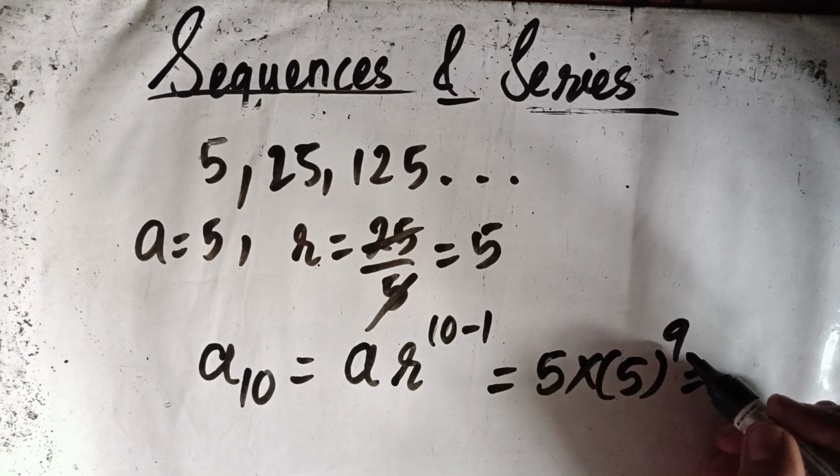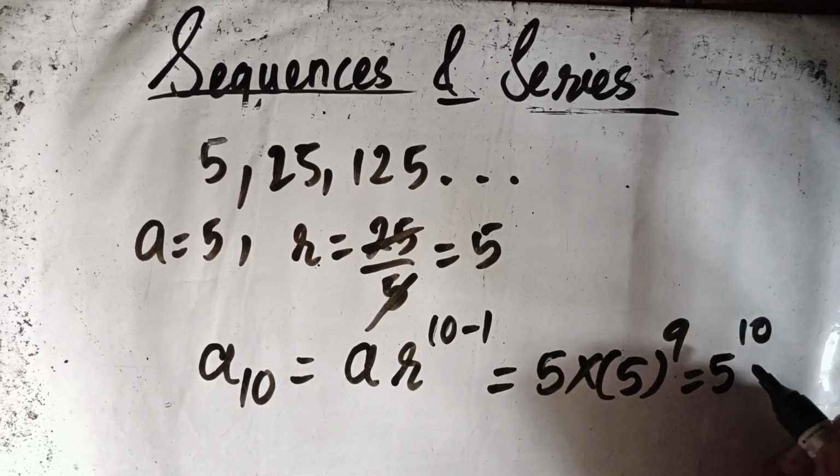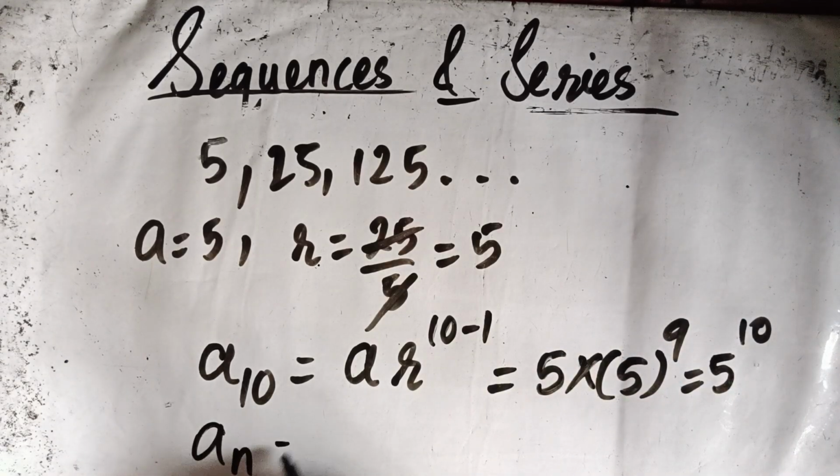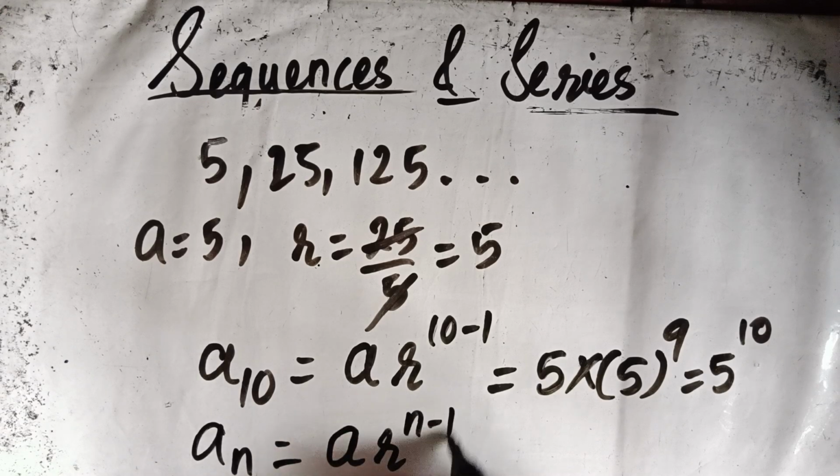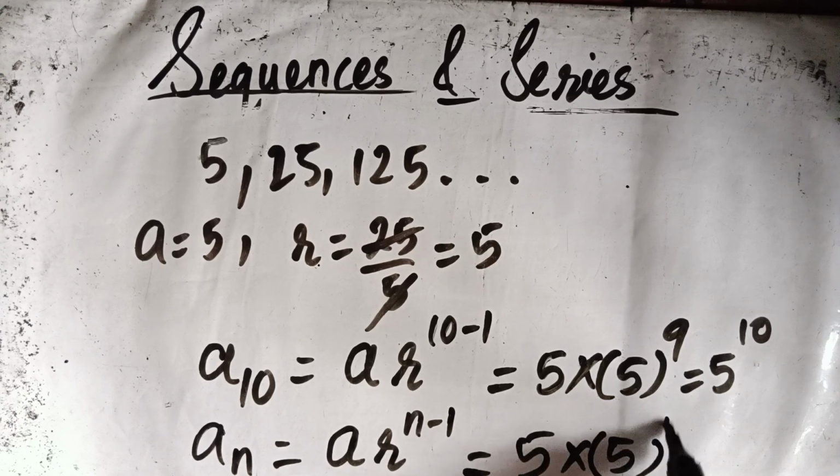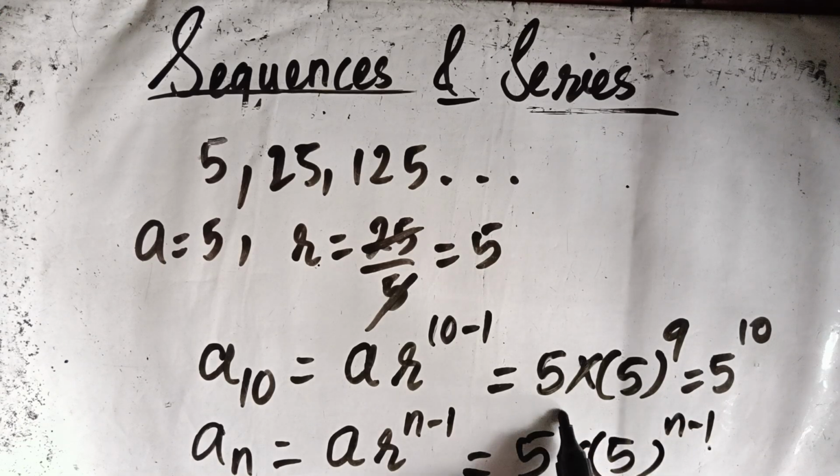So using laws of indices, or exponents, you'll get 5 raised to 10. Okay. For an, it is A R raised to n minus 1. A is there and also R is there. N minus 1 and this is 1. So 1 and minus 1 get cancelled and you get 5 raised to n. This is the an, that is the last term.